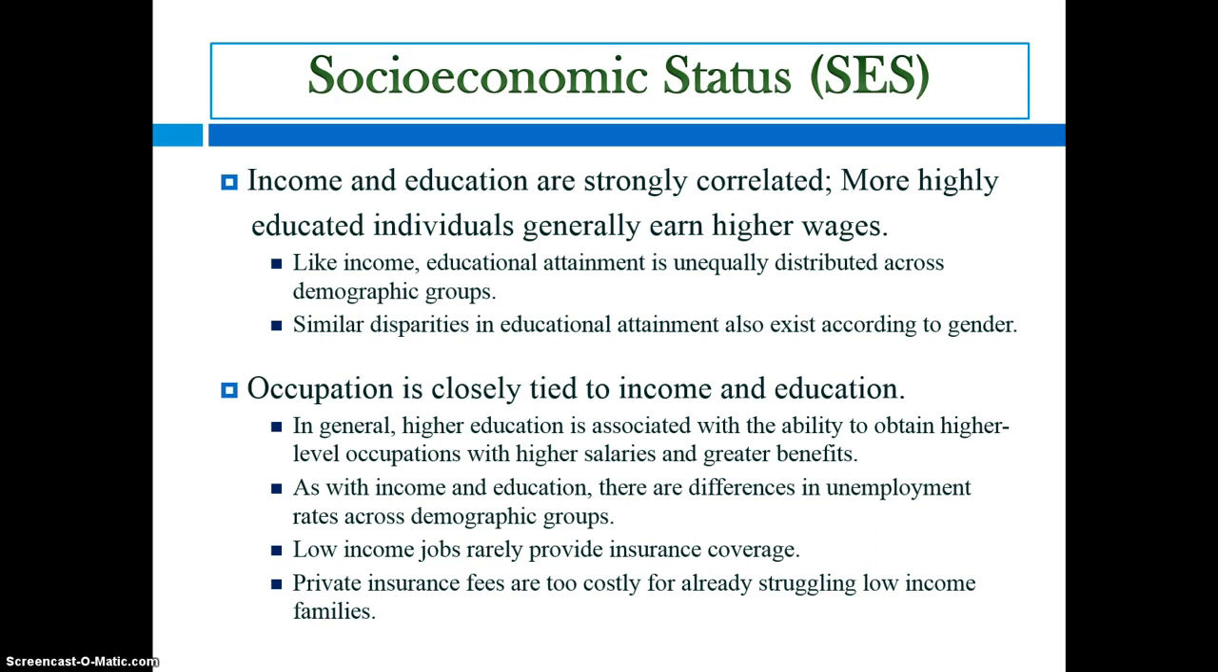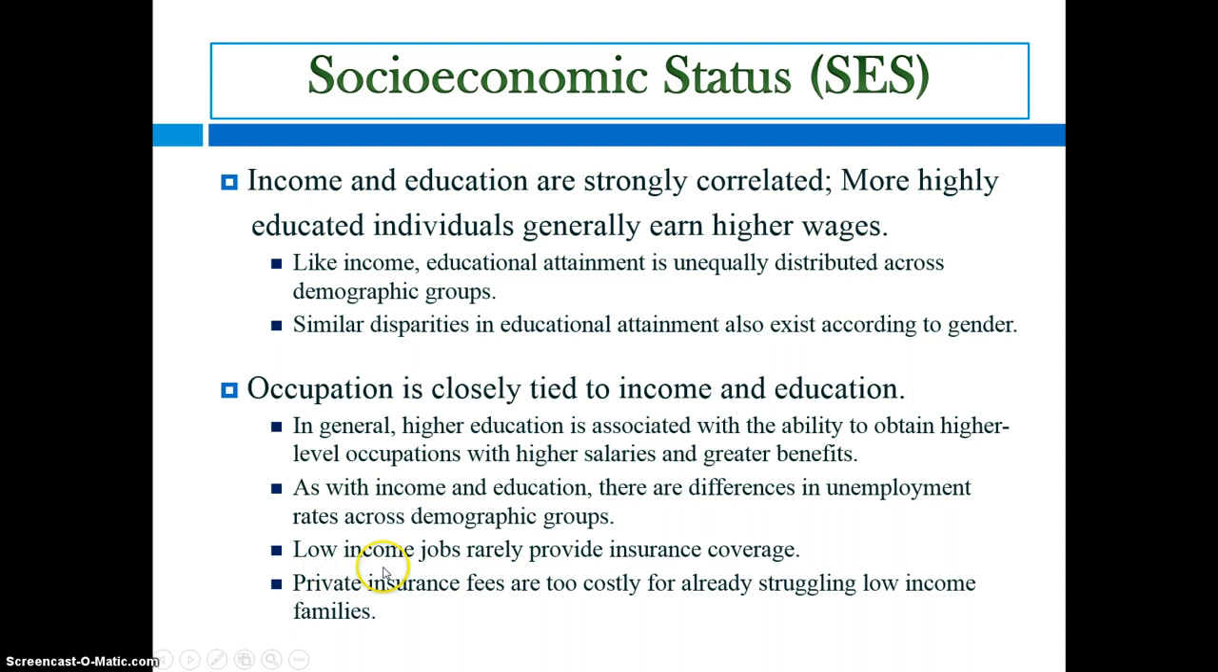Income and education are strongly correlated. More highly educated individuals generally earn higher wage jobs. Like income, education attainment is unequally distributed across demographic groups. Similar disparities are noticed in education attainment according to gender. There are also some disparities in occupation, which is closely tied to income and education. In general, higher education is associated with your ability to obtain higher level occupations with higher salaries and, of course, greater benefits. As with income and education, there are differences in unemployment rates.